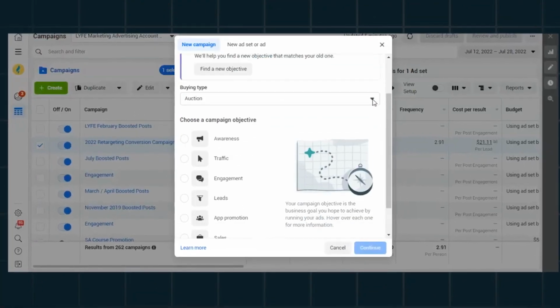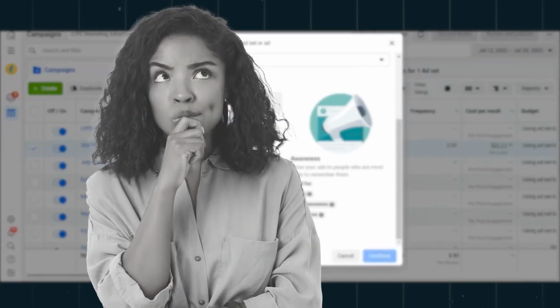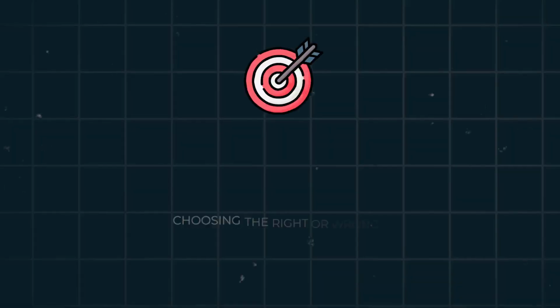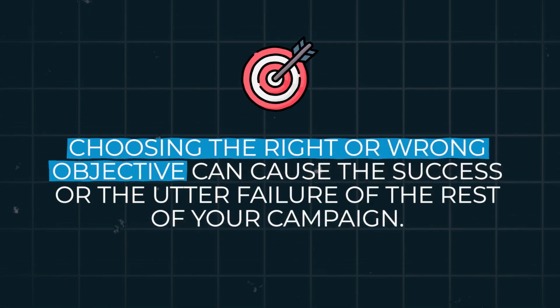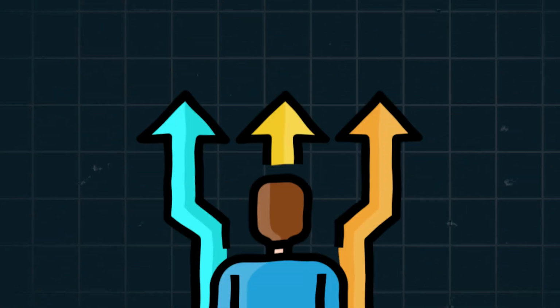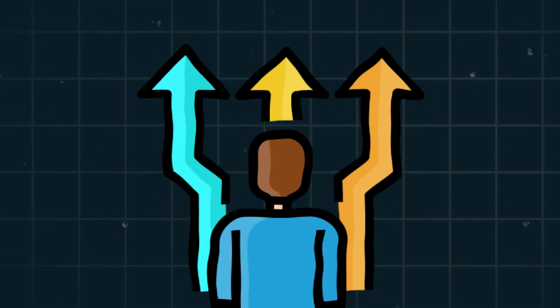Depending on how long it's been since you set up a Facebook ad, these might look a little different to you. So it's important to get familiar with these because choosing the right or wrong objective can cause the success or the utter failure of the rest of your campaign. You want to choose the objective that best matches the goal you have.